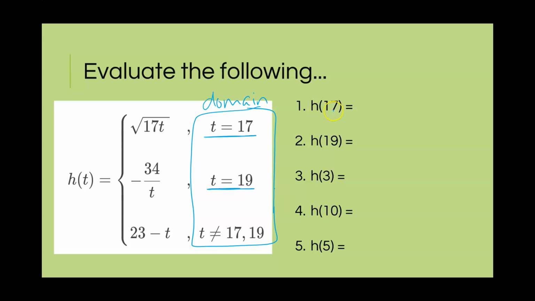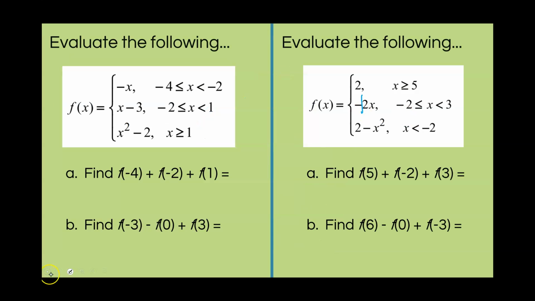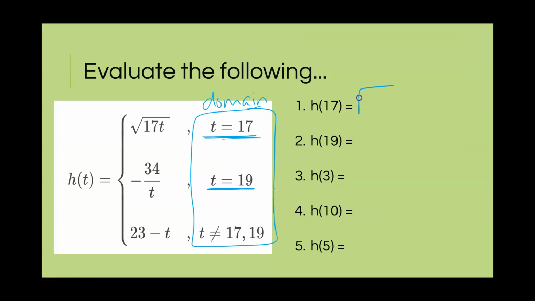So the first one is saying when t is 17. Well, when t is 17, I plug it into the first equation. That's the only place it can equal 17. So I'm going to say the square root of 17 times 17, and that's going to give me 17. Okay?